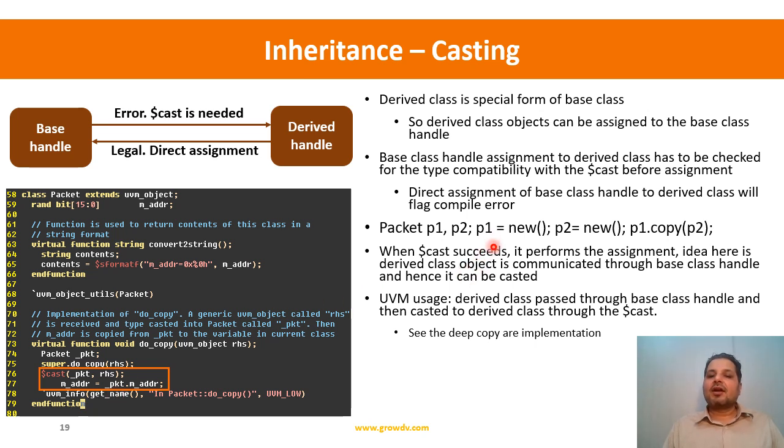So when the $cast has succeeded, we have ensured that the base class handle contained a derived class object. This concept gets heavily used in the UVM, and this is the deep copy example I have shown here. I know this concept is a little tricky, so you might have to look at it a couple of times to get it. But the fundamental point is that a derived class object was traversing through a base class handle, and only when that is happening can we do a $cast and check it. If that matches, then we can access it as a derived class. So this is the main idea of casting.